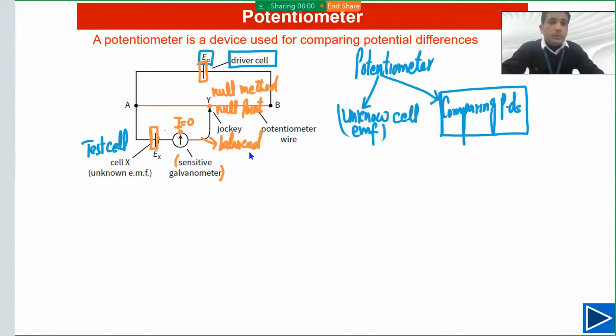Now we need to understand, if we look at this wire, you see this is a wire. This is a high resistance wire. It is connected between A and B.